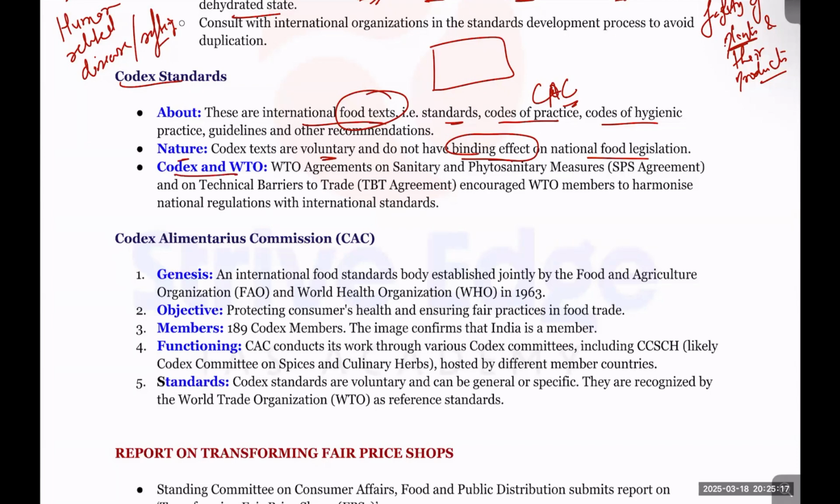Codex and WTO: the WTO Agreement on Sanitary and Phytosanitary Measures, the SPS Agreement, and the Agreement on Technical Barriers to Trade, the TBT Agreement, encourage WTO members to harmonize national regulations with international standards.